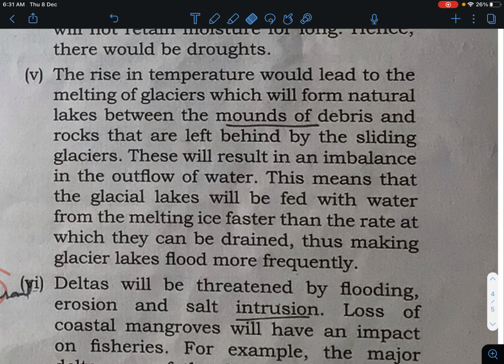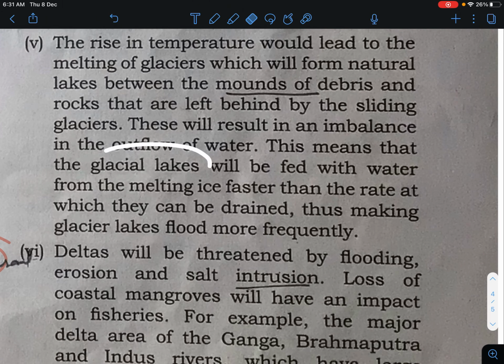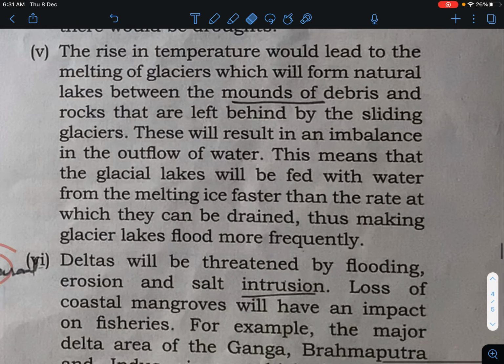Means if there is a rise in temperature, the glaciers are going to melt, so there will be an imbalance of overflow water, and this means that the glacial lake will be fed with water from the melting ice faster than the rate at which it can be drained, thus making glacial lake floods more frequent. So here it is talking about how if there is an increase in overflow water, it is going to make the glaciers flood.